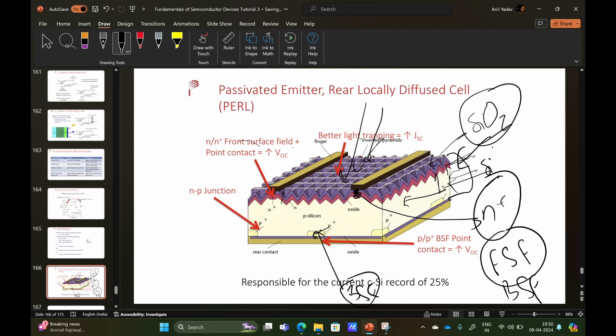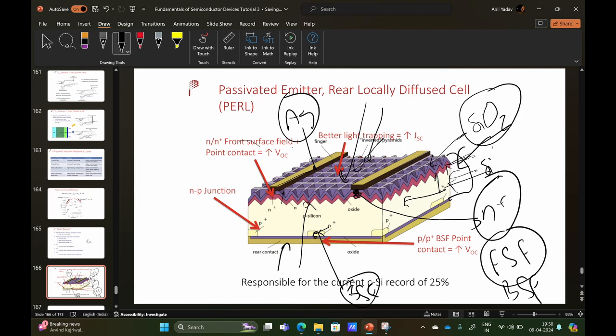This is the rear contact, which is gold or ITO. This is the front contact, which is just a finger, or a strip of silver, Ag, that gets deposited. These many things are there in our commercially available solar cells.